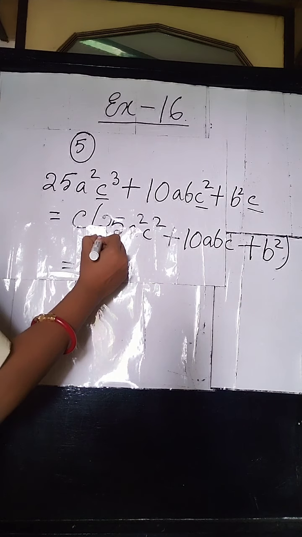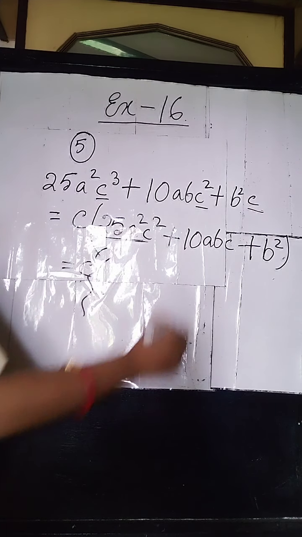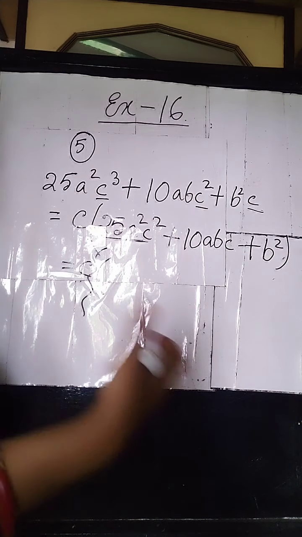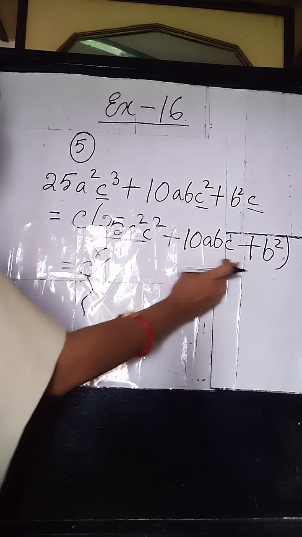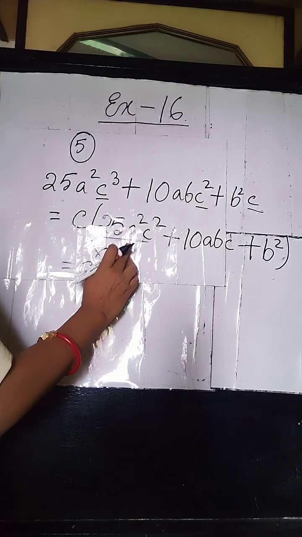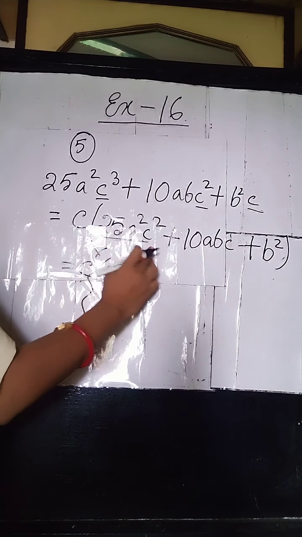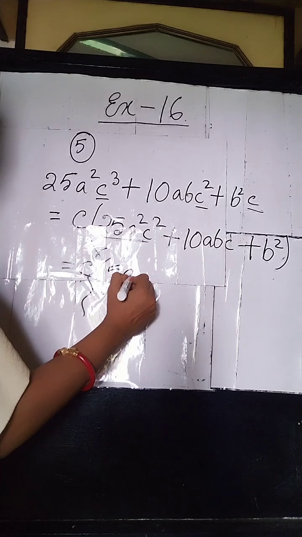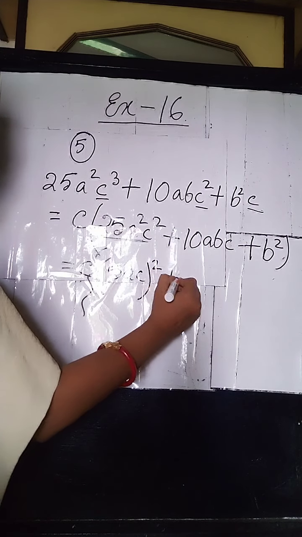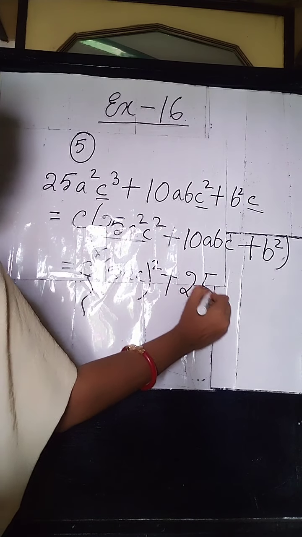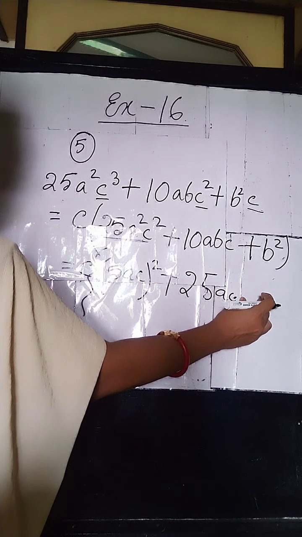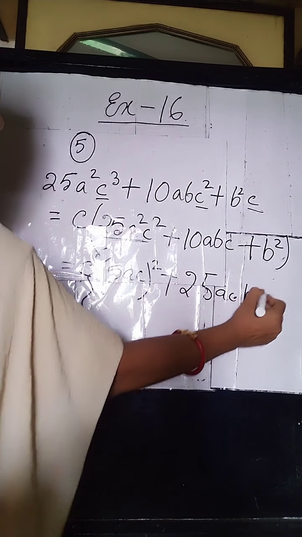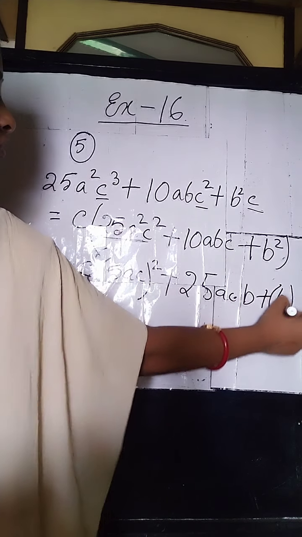Now 25, now we will try to relate this with the formula of a square plus 2ab plus b square, that is a plus b whole square. A square plus 2ab plus b square. Here a square means a whole square. Here a is the first term whole square. 25 a square c square is the whole square of 5ac. 5ac whole square plus 2 into 5ac into the second term, that is b. Here it is b and here it will be b whole square.